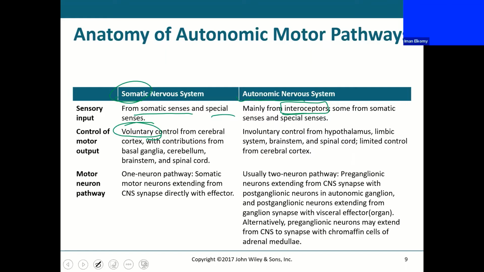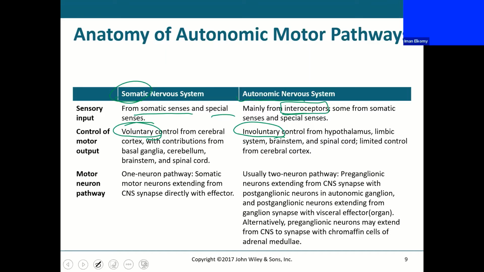Your autonomic nervous system is mainly involuntary, meaning you can't purposely make your stomach empty, right? You can't purposely make your blood vessels dilate and perfuse your muscles. But here's the cool part. So it is involuntary, and it is based on the feedback from those receptors. There are people who, with training, have learned to control somewhat their autonomic nervous system.